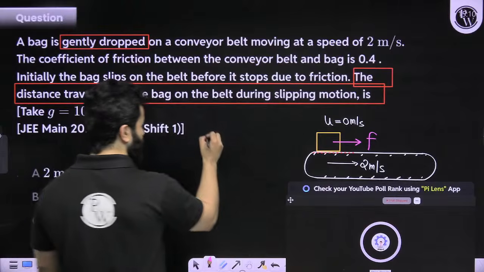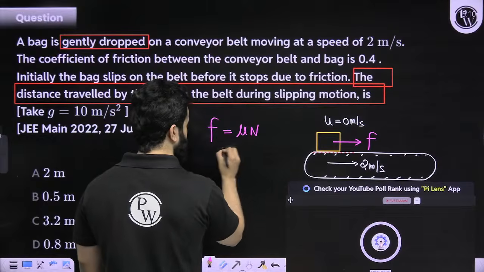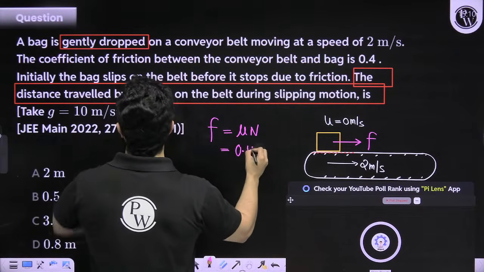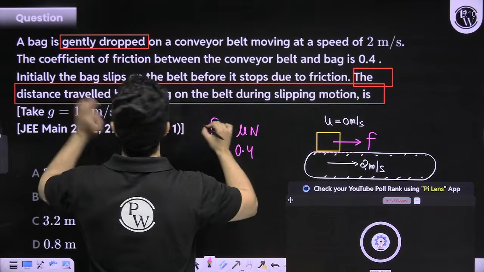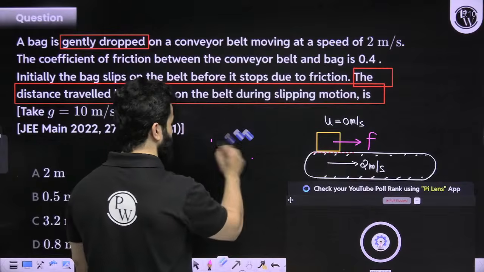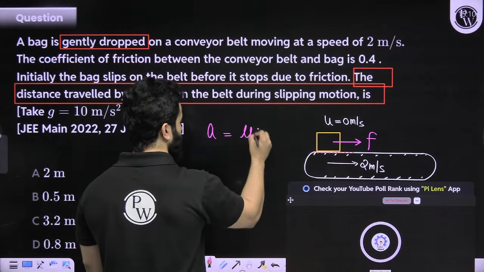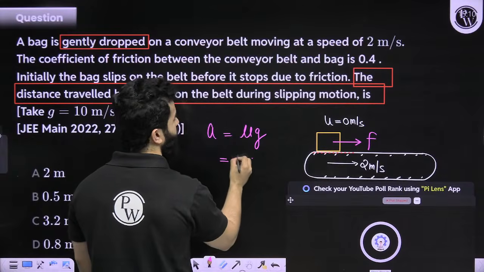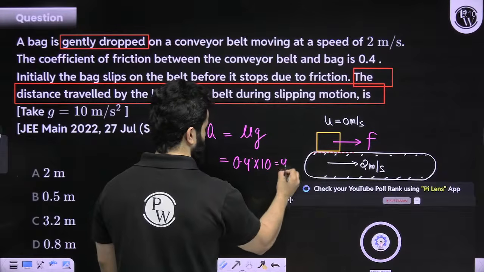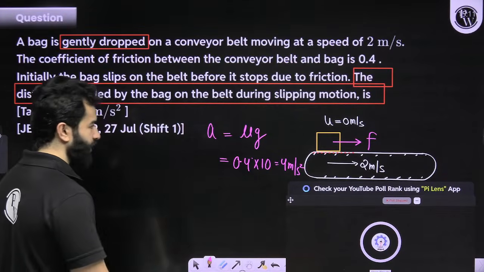And if friction force will act in forward direction, we are going to write it as mu times mg, and I believe mu is 0.4. We don't require mass. Let's find out acceleration. So acceleration will be simply mu into g. So mu is 0.4 times 10, that is 4 meter per second square.